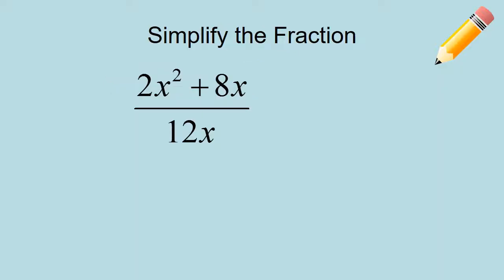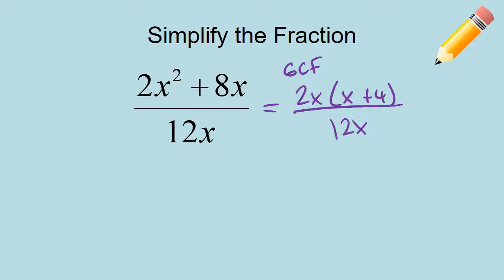All right, let's take a look at factoring this down. First thing I see is a GCF. GCF of 2x, which leaves me with an x plus 4. And I have a monomial, so I can't really take anything out of that.